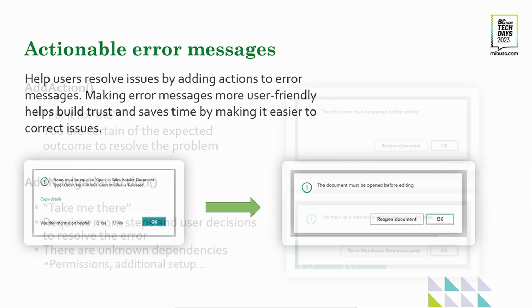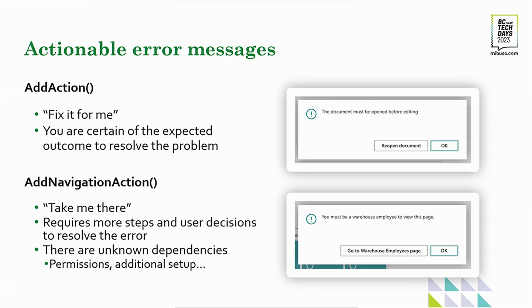So how do you get to use it yourself? When you get to decide how to help the user resolve the error and how to use these two methods, you need to think about two things. In order to use add action, you need to be certain of the expected outcome, how to resolve the error. So we saw the example for the sales document. We knew exactly that the status needed to be opened. So instead of relying on the user to go and find the action where they can do it, you can just hand them the solution and make them more productive. But for the navigation action, it requires a bit more decision on the user side. There are multiple steps that are not that straightforward to solve.